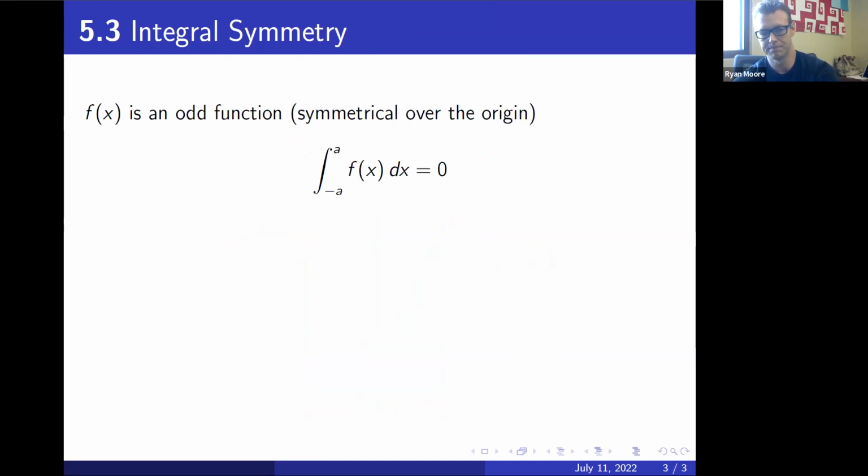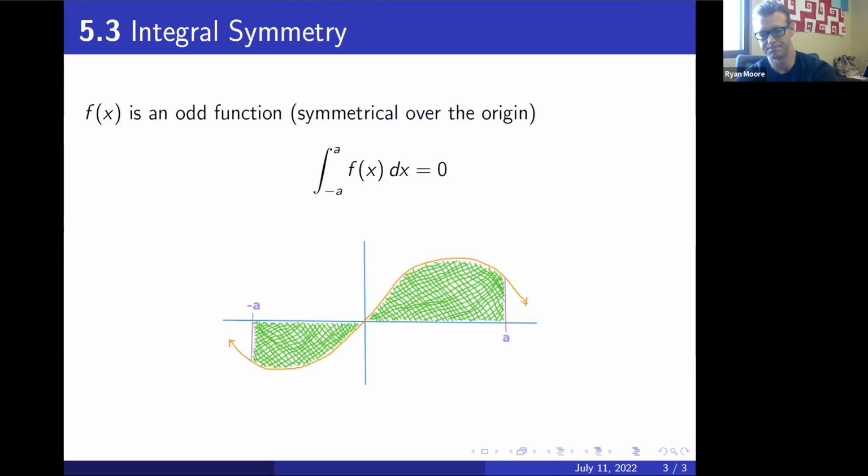The other type of symmetry: what if f of x is an odd function, where it's symmetrical over the origin? Symmetrical over the origin would mean if you took it and rotated it 180 degrees, it would look the same. We'll see a picture in a second. If it's an odd function and you're integrating, say, from negative a to a, you would end up with 0. So this isn't going to come up a whole lot, but if it ever did, it would really be to your advantage to be able to spot it.